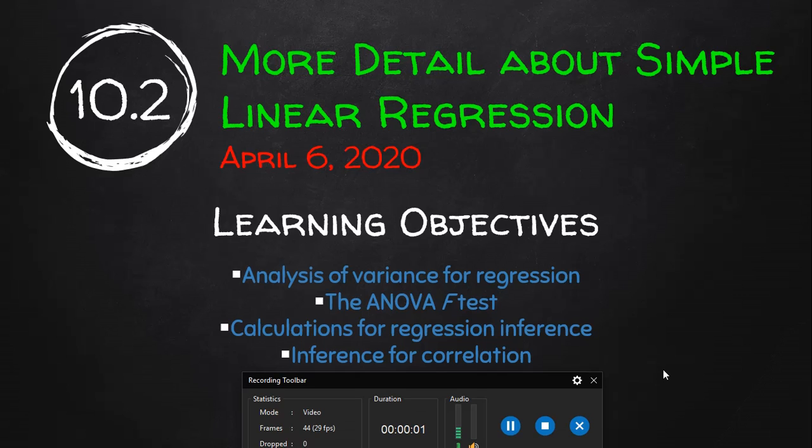Today we're going to move on to section 10.2 and we're going to learn more about our simple linear regression. Our learning objectives are to look at the analysis of variance, which is called the ANOVA. We're going to learn about the ANOVA F test, which is a test of inference. And we'll do some calculations and look back at correlation. Remember, you can stop the video at any time if you need to catch up on notes.